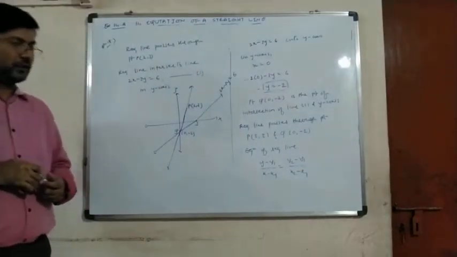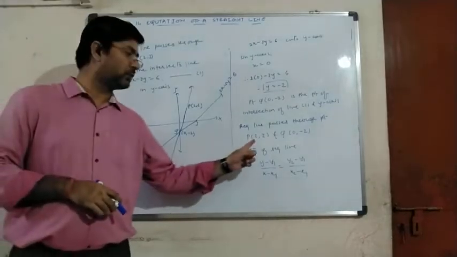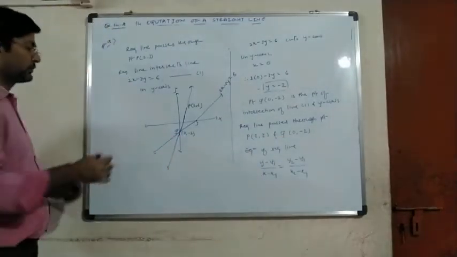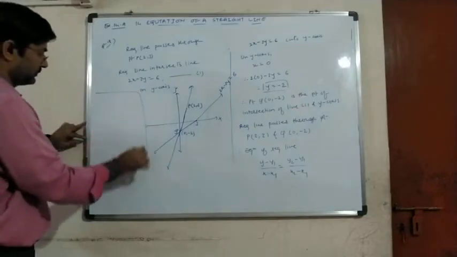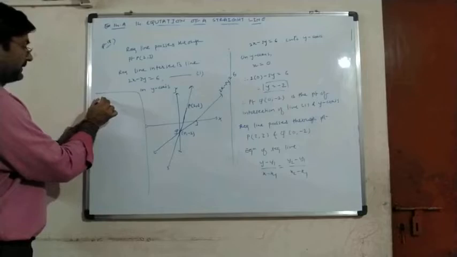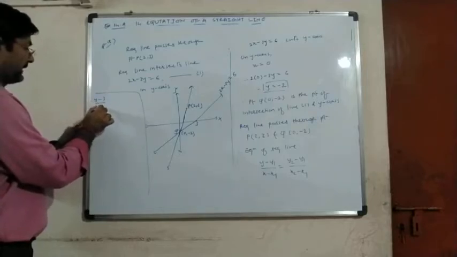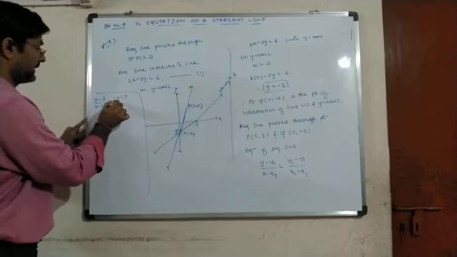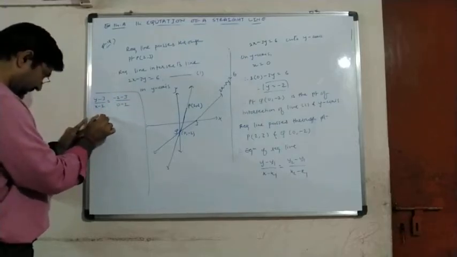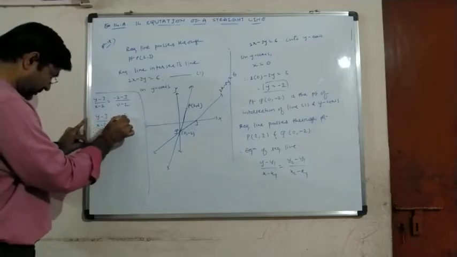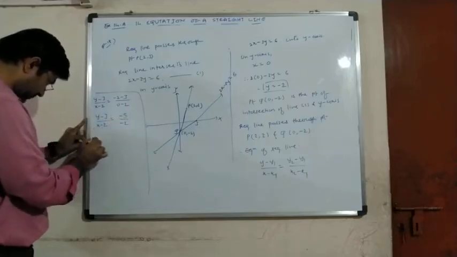Now we will put the values. x1 y1 will be the coordinates of point P, and x2 y2 will be the coordinates of point Q. So let us substitute these points. Now y minus y1 is y minus 3 upon x minus 2 is equal to y2 minus y1, that is minus 2 minus 3, upon 0 minus 2. So y minus 3 upon x minus 2 is equal to minus 5 upon minus 2.